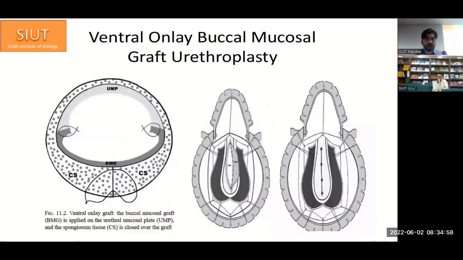This is a ventral only buccal mucosal graft urethroplasty. In ventral only, the buccal mucosal graft is applied on the urethral mucosal plate and spongiosum tissue is covered over the graft.